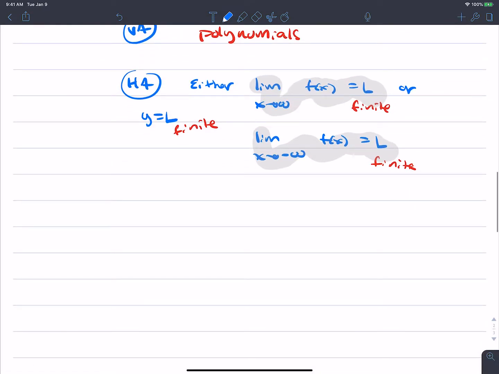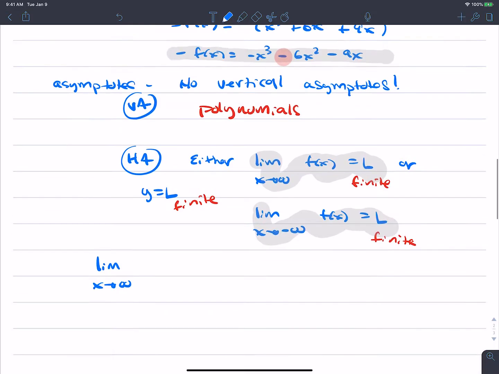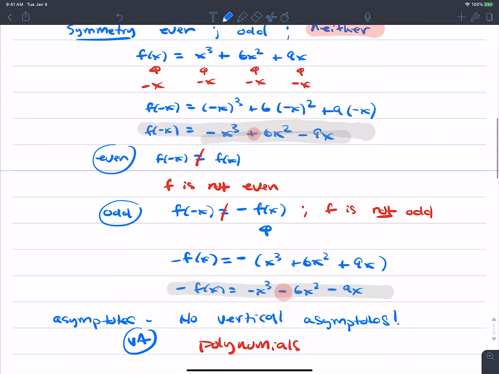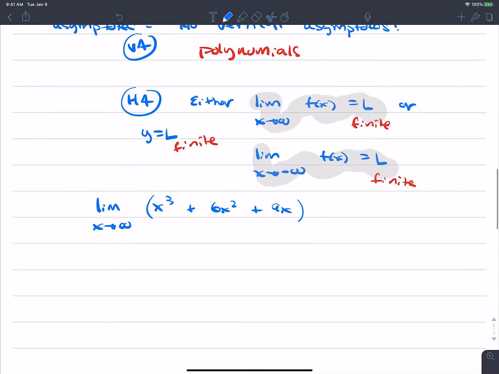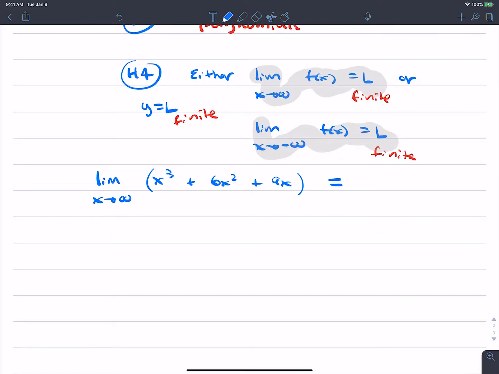So I need to take the limit as x goes to infinity of, what was that curve again? I got to look back. What is that curve? It's x cubed plus 6x squared plus 9x. And what do you guys think? What's this limit going to be? I'm going to claim the limit's infinity. Is that true? All right, you guys okay with that?